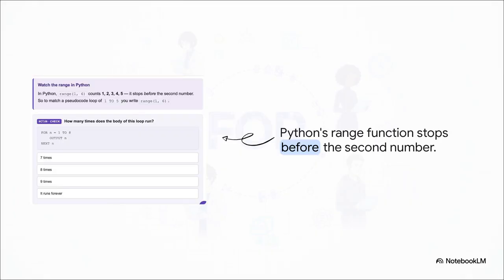Why does it say 1 to 6 if we only want it to run 5 times? Well, here is a slightly quirky rule in Python. The range function stops right before the second number, so a range of 1 to 6 will count 1, 2, 3, 4, 5, and then stop. It won't actually run on the number 6. It's a tiny detail, but it's super important to remember when you're writing code.